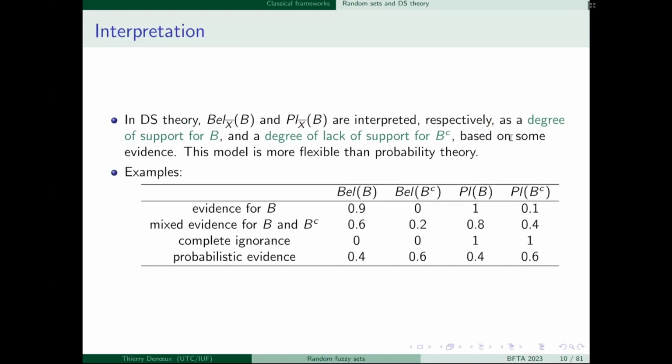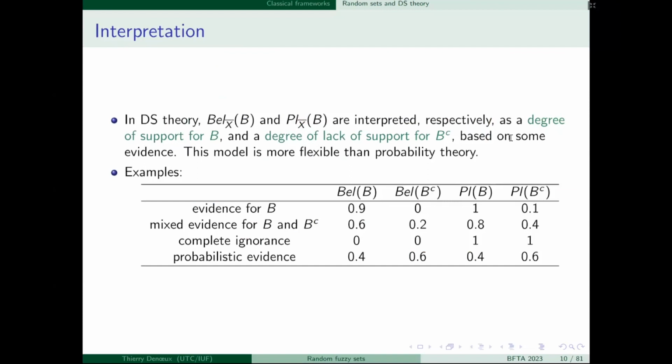Here we have an example of mixed evidence. Complete ignorance: neither B nor the complement of B is supported. So both are plausible. And in the case of probabilistic evidence, the degree of support for B plus the degree of support for the complement of B is 1. And this is true for any B, so Bell is a probability measure in that special case.